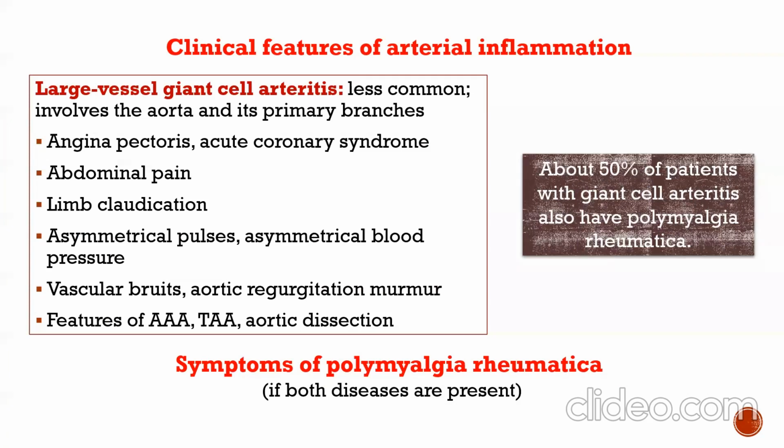Clinical features of arterial inflammation also include angina pectoris, acute coronary syndrome, abdominal pain, limb claudication, asymmetric pulses, asymmetric blood pressure, vascular bruits, aortic regurgitation murmur, and features of abdominal aortic aneurysm, aortic dissection, and thoracic aortic aneurysm. About 50% of patients with giant cell arteritis also have polymyalgia rheumatica.